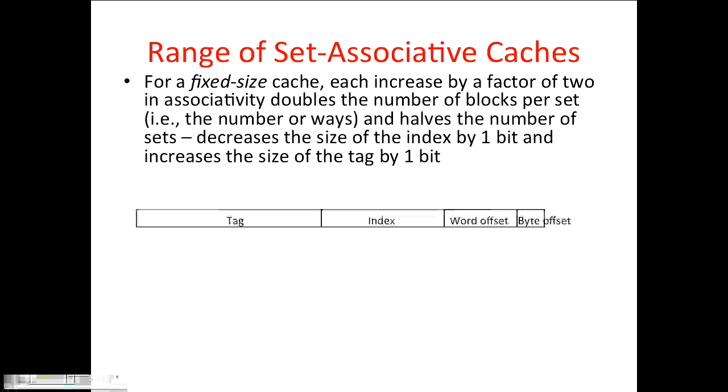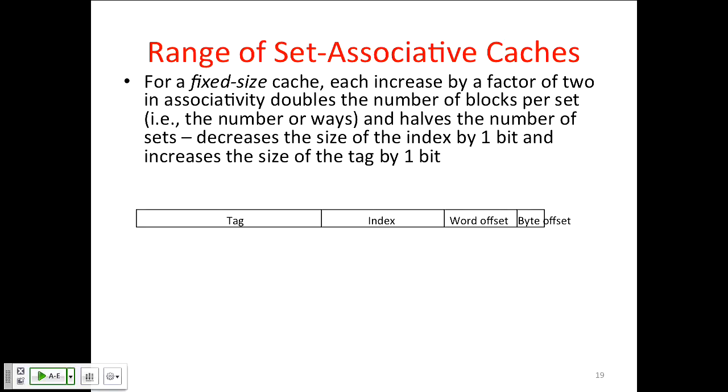For a fixed size cache, this is important. When the cache is fixed in size, every time you increase the associativity by a factor of 2, so you double the number of ways, you've kind of halved each of those subcaches. You double the number of ways by taking each direct map cache, breaking it in 2, and then searching the 2 halves in parallel. Every time you do that, you halve the number of sets. Halving the number of sets means you reduce the set index. So this gets smaller by 1 bit, and the tag gets larger by 1 bit. So the more associative your cache is, the larger your tags have to be.